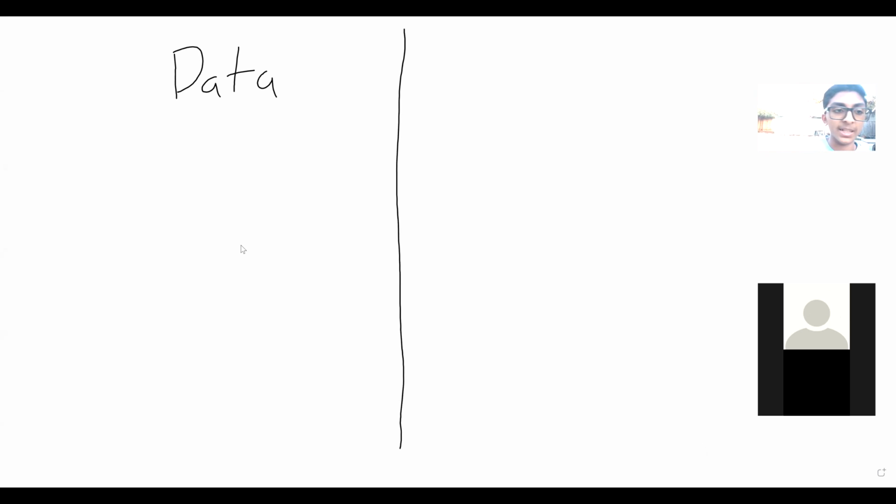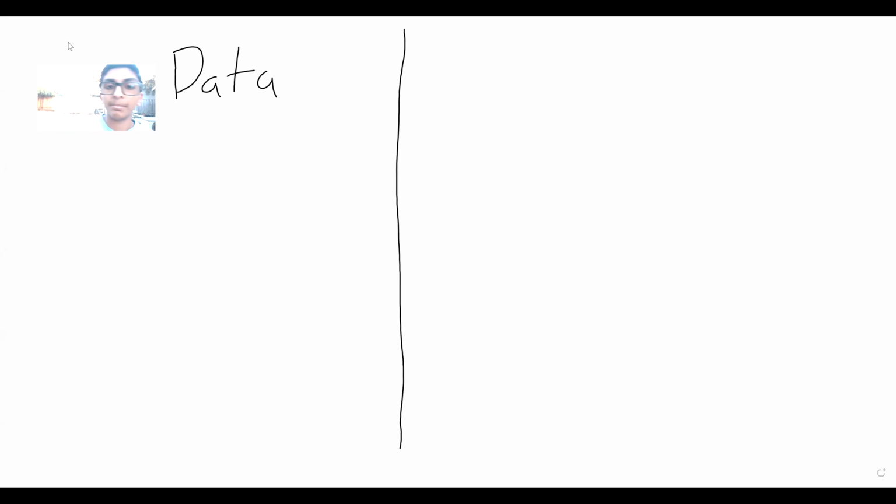So the basis of all code is data. I'll just write that here. Data and manipulating that data. So manipulating data. This is the entire basis of code.